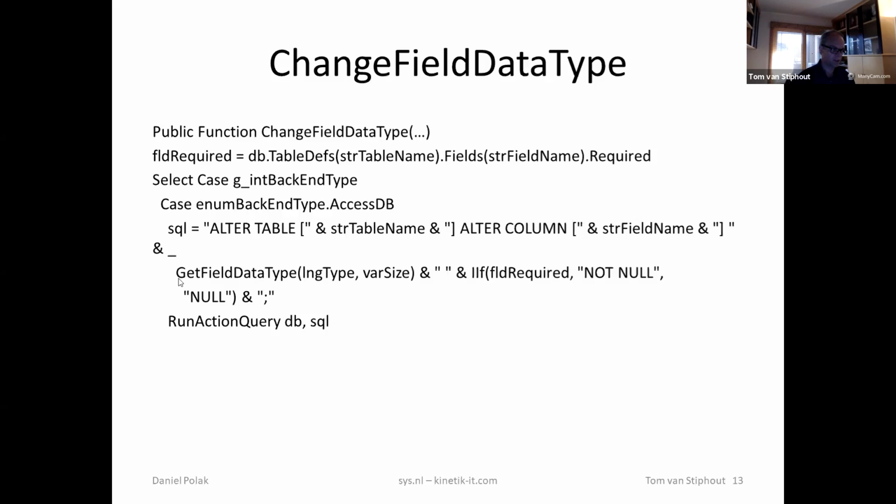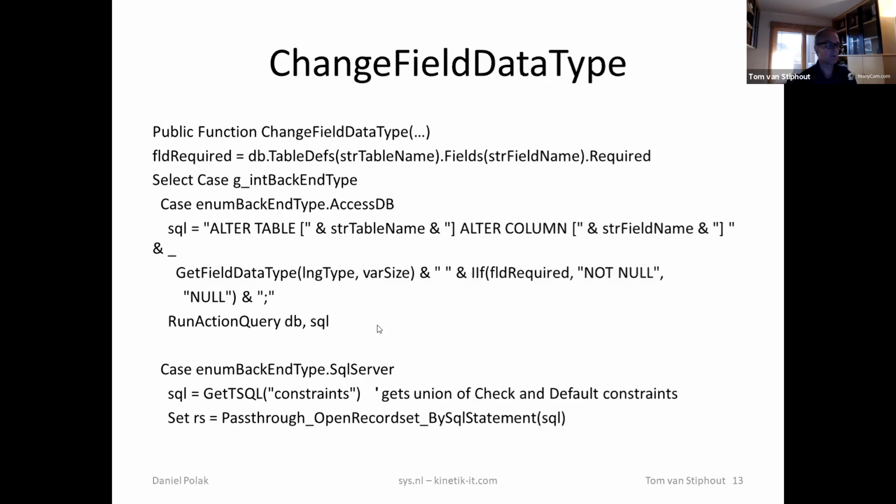Let's say get field data type might return something like text 50, and then not null. And then we run an action query that executes the SQL statement, and life is good. That's all you need to do for Access. And that's kind of the original code in Dizzy until we got to case SQL Server, where you have to do a little bit more work. But again, you have to do it only in this one place.